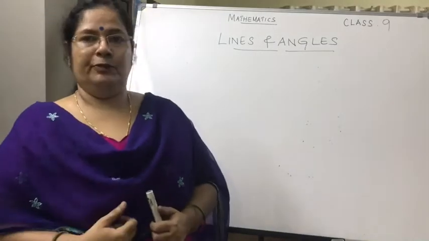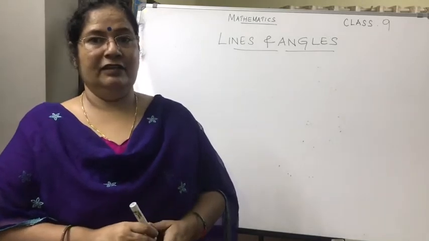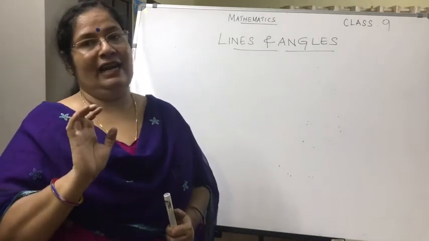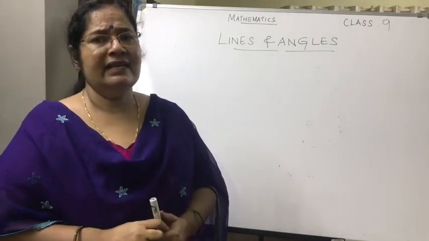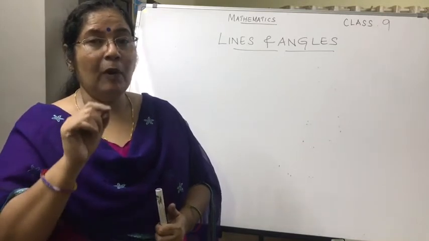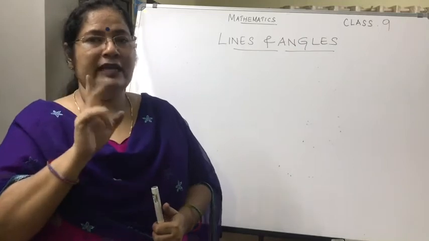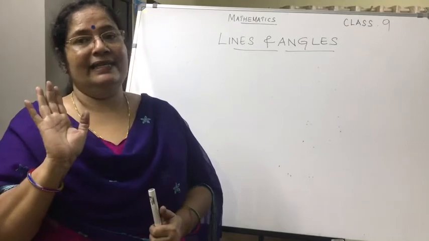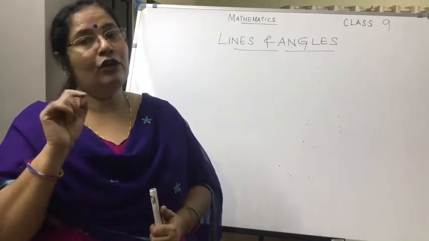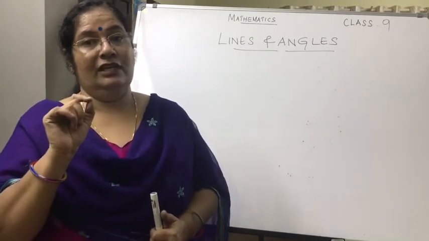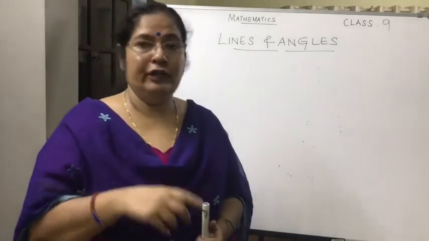Okay, now next, there are different types of lines also. Two different types of lines we have learned. Which are they? Intersecting lines and parallel lines. What are intersecting lines? Two lines which are having one point common, we call those lines intersecting lines. And what do you call that common point? The point of intersection.